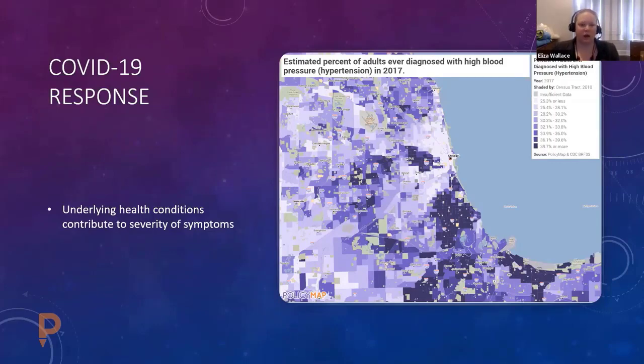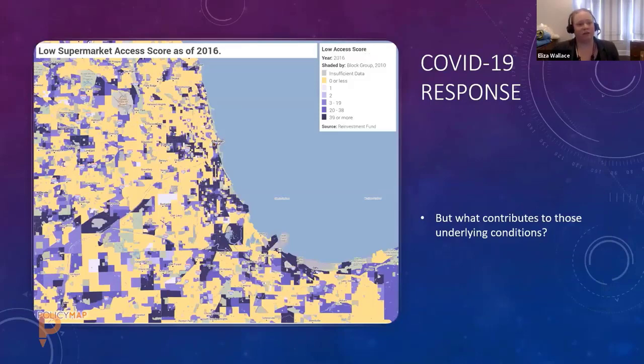hypertension? Well, there are a number of underlying factors that contribute there, but here's one of the possibilities. This is a map of low supermarket access in Chicago, where the darker purple areas are places where it's harder for people to get to a full service supermarket. So supermarkets that are larger and have more affordable fruits and vegetables and milk and whole foods like that. And you can see here, again, this is specific to the Black and African American communities, not to the predominantly white or Latino communities. So that's an example.